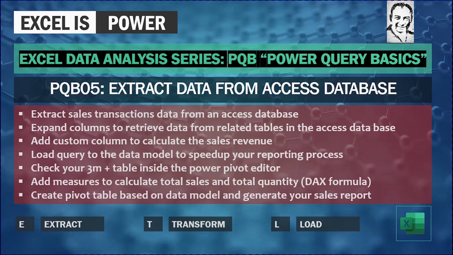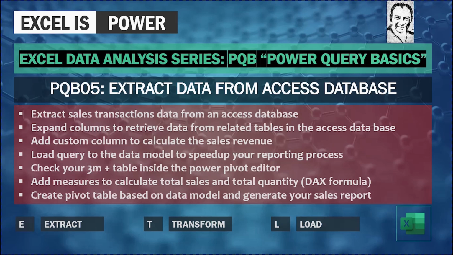We are going to see how we can extract the sales transactions from the Access database, and also build on the relations inside this Access database so we can retrieve more data from other tables. We will also add a custom column to calculate the sales revenue, and load the query into the data model instead of the normal Excel table or pivot table, and this will speed up the reporting process big time.